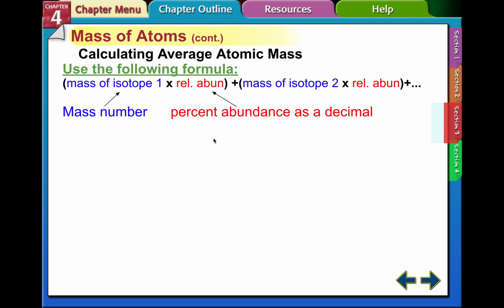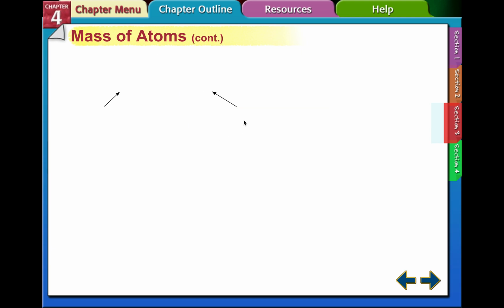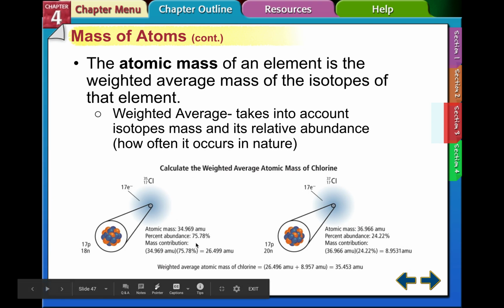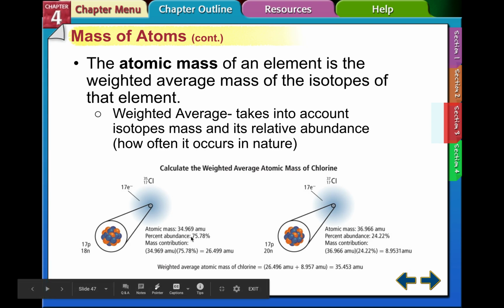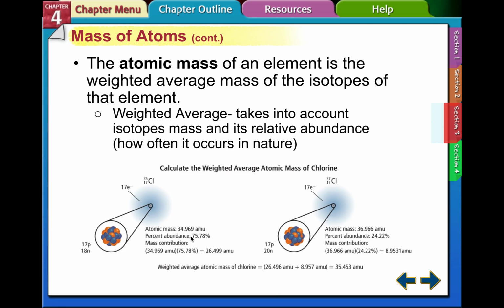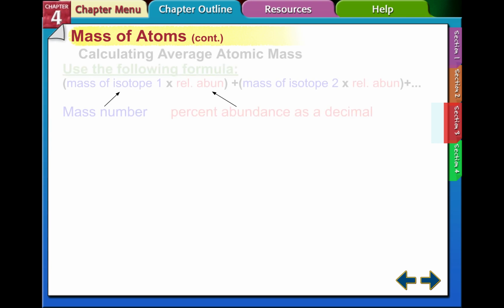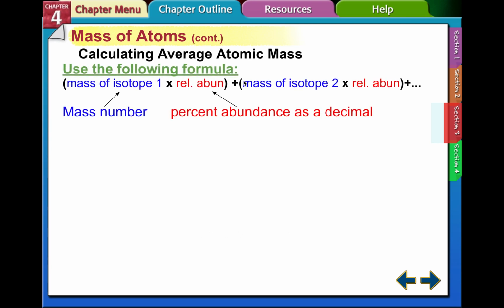So remember that if you have something like 34%, or let's go back to this previous slide. If you have a percent here like 75.78, to change that to a decimal, you're going to move the decimal over twice. By doing that, it puts it in decimal version. That's what we call relative abundance. Plus the mass of isotope 2 times its relative abundance, which again is a decimal, plus however many isotopes. So it's the same kind of formula depending on how many isotopes it has.